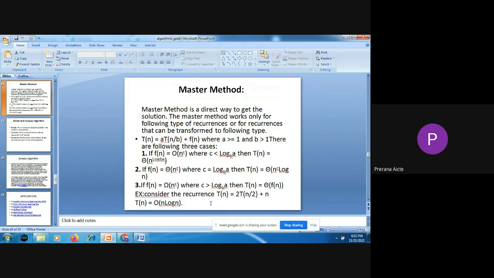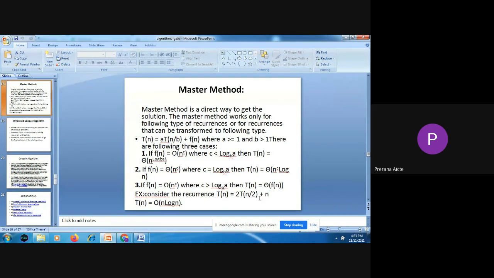So for example, here our recurrence relation is 2 into t of n by 2 plus n అనుకున్నాం. So f of n place లో మనకి n ఉంది. So we have to assume f of n is of the form n power c. So n power c అనుకుంటే, c value is 1 as f of n is n కాబట్టి. So now a value is 2, b value is 2. So you need to check c value is 1, 1 less than or 1 equal to or 1 greater than log a base b na అనేది check చేయాలి.